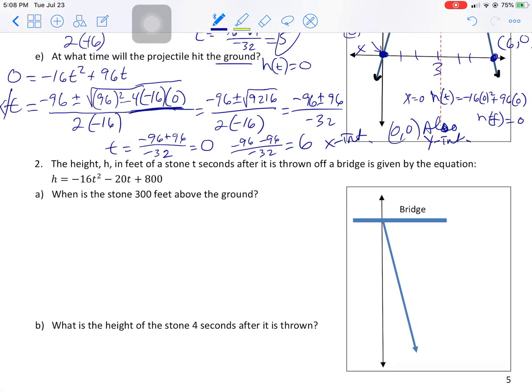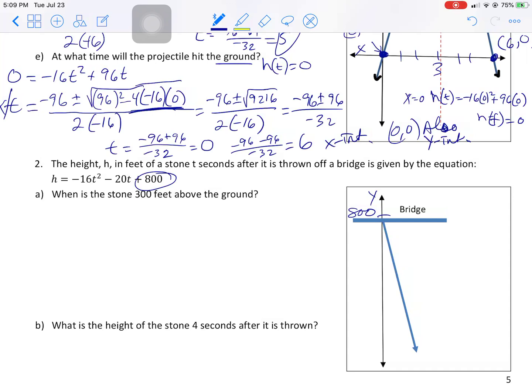This bottom one is going to be an interesting one. I put this on here so you can see what happens when you only need one answer for something. So here's a bridge, throwing a rock off. This is the equation. Right there is where the bridge is at on my y-axis. So this projectile is starting at 800 feet high on my y-axis.